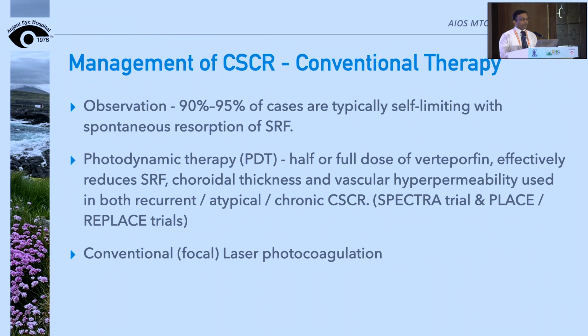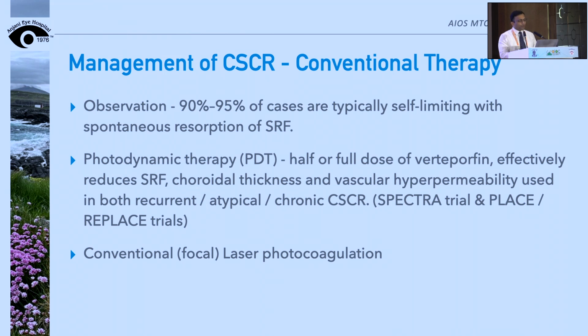Therapy-wise, we have been using laser photocoagulation. We have had good results with PDT, especially the half-dose PDT, where it has been effectively shown to reduce SRF, choroidal thickness, and vascular hyperpermeability, and has been used in recurrent, atypical, and chronic CSCR. And these trials have convincingly shown that half-dose PDT is a great help.